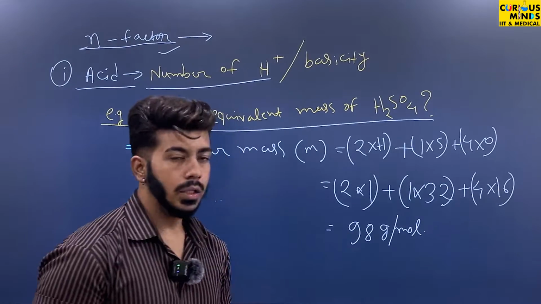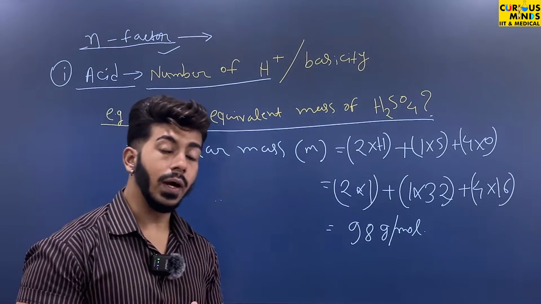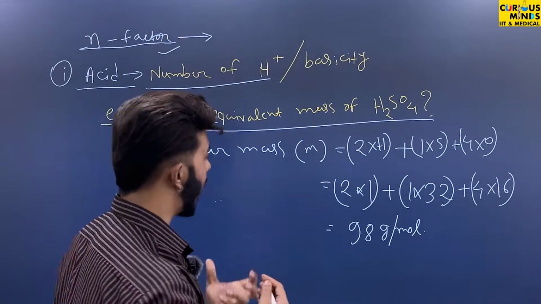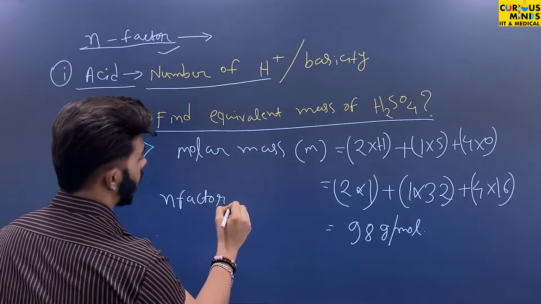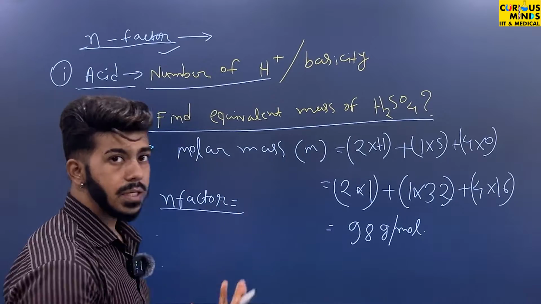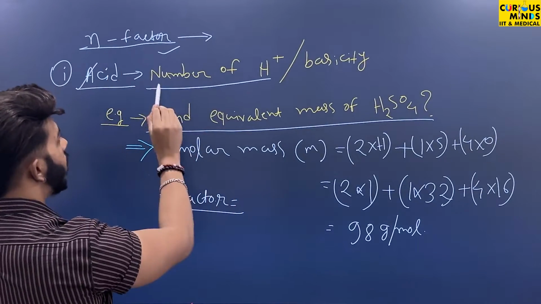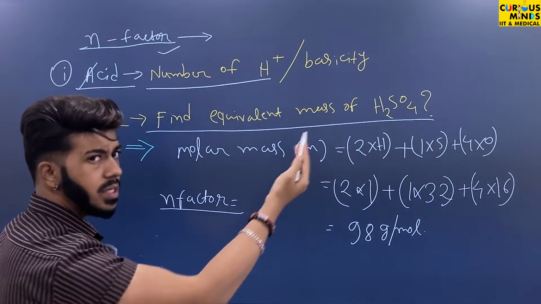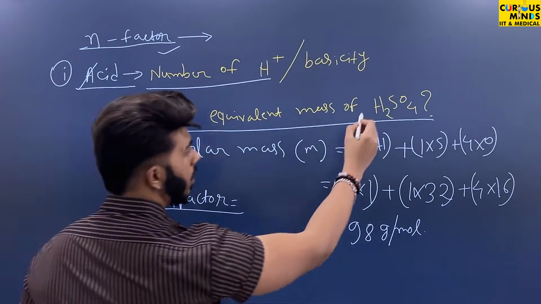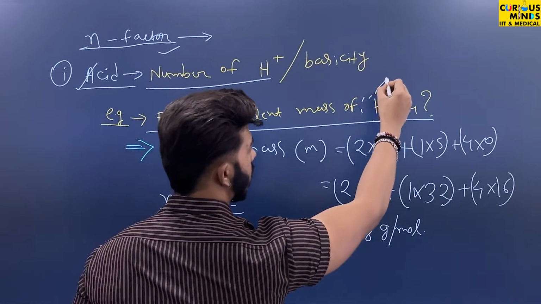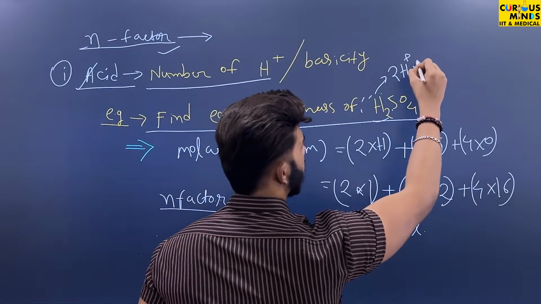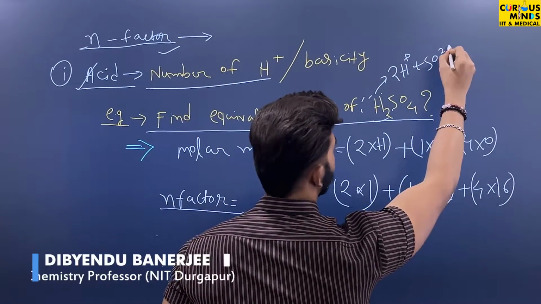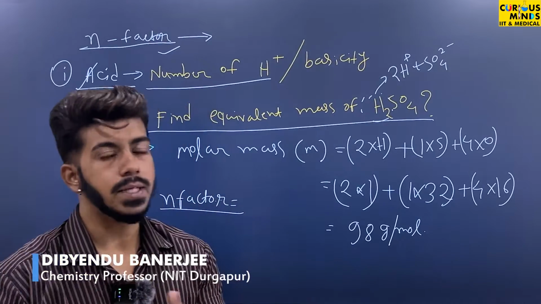Okay, now we got the molar mass. Now we have to find what? We have to find the N factor or the valency factor. So what will be the N factor here? N factor will be just the number of H plus, because see, for acid, number of H plus or basicity. What is the basicity of sulfuric acid? If you look at it, 2H plus, right? If I just dissociate this sulfuric acid, it will become 2H plus plus SO4 2 minus, right? 2H plus SO4 2 minus.